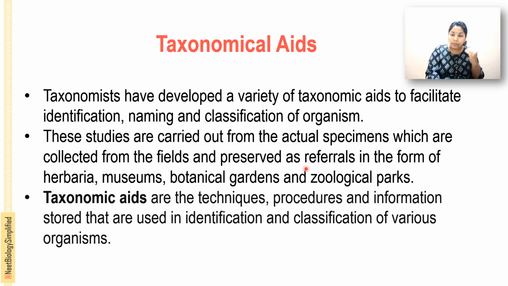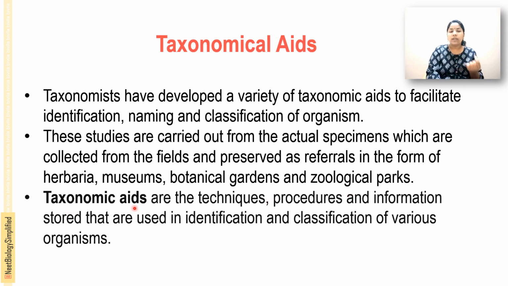The reference is kept for the knowledge that we have identified these species or organisms, with their data. That is, the reference is in the form of herbaria, museums, botanical gardens, and zoological parks. So taxonomists have developed various taxonomic aids to help the identification, naming, and classification of organisms. These studies are carried out from the real specimens which we took from the fields and preserved as a reference in the form of herbaria, museums, botanical gardens, and zoological parks.